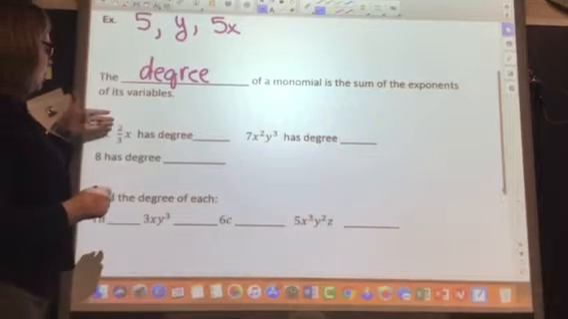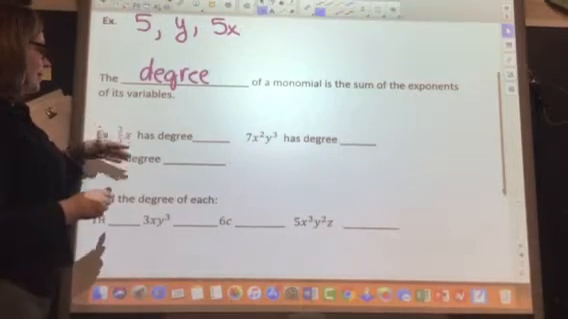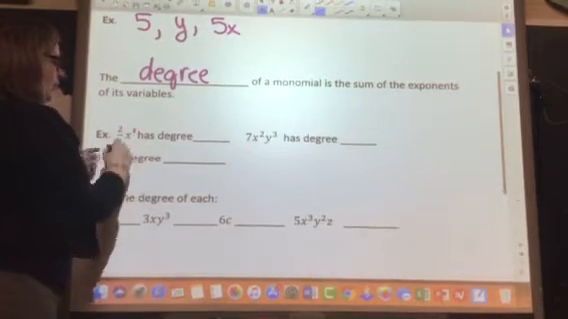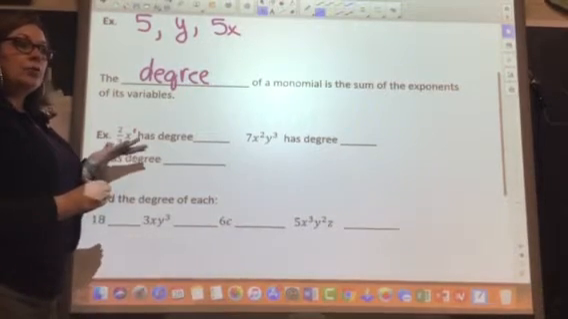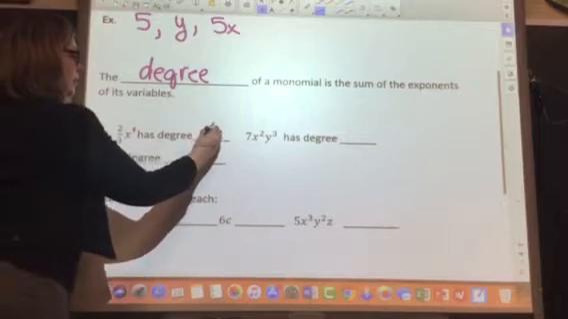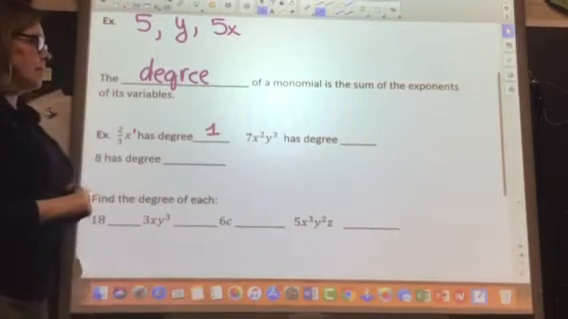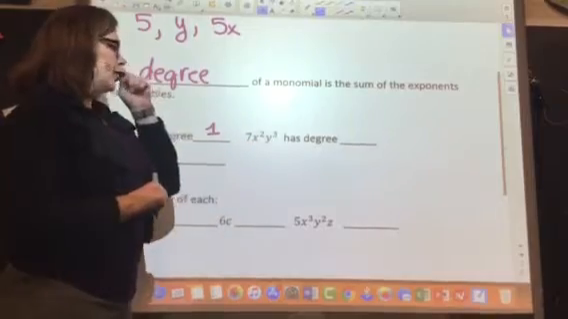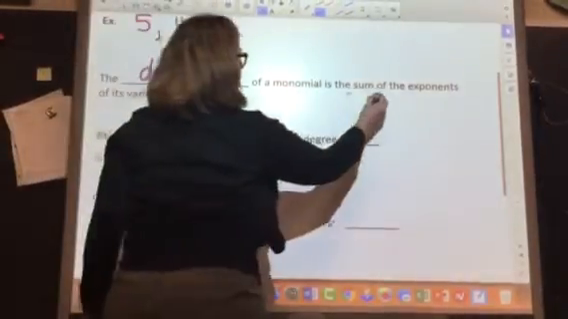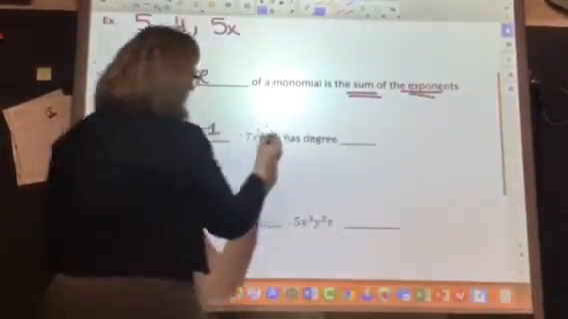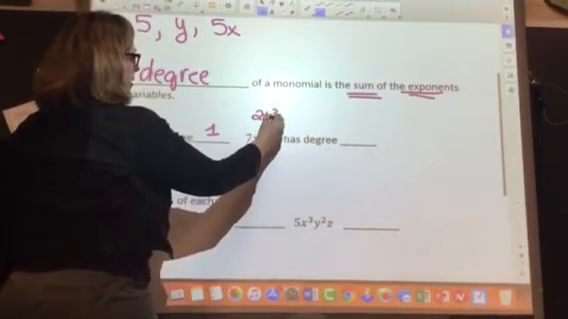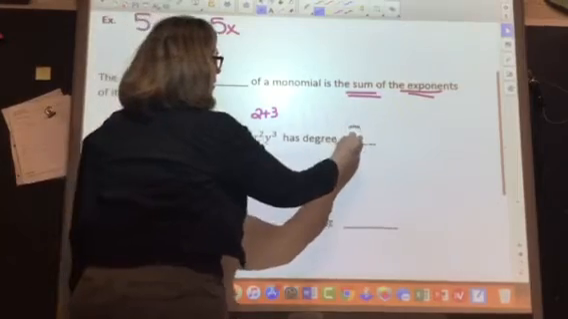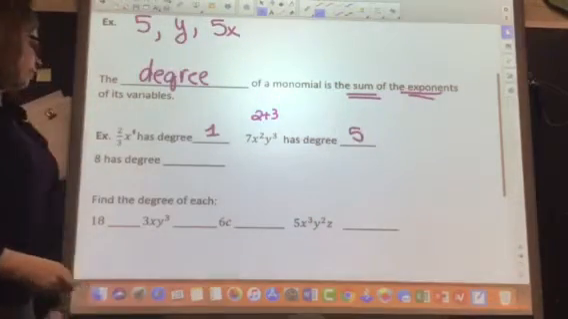So if I look at 2/3 x, I have one variable. It doesn't have an exponent, but it's understood that this is to the first power. So 2/3 x has degree 1. 7x squared y cubed has degree the sum of the exponents. 2 plus 3 is 5, so 7x squared y cubed has degree 5.